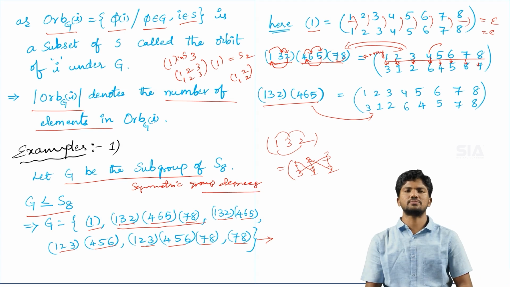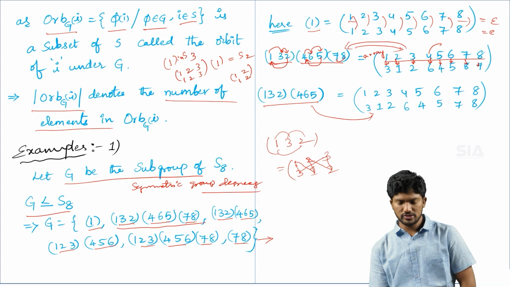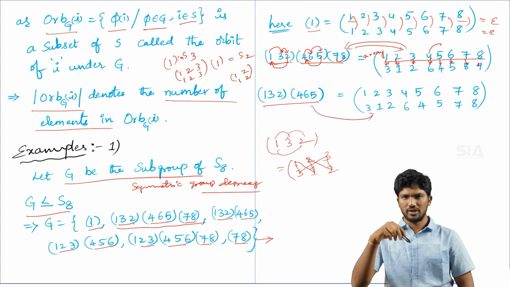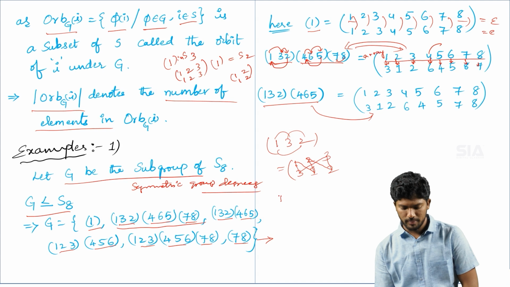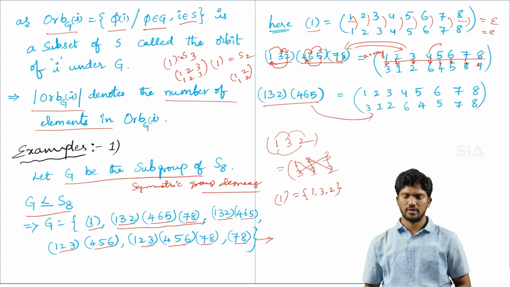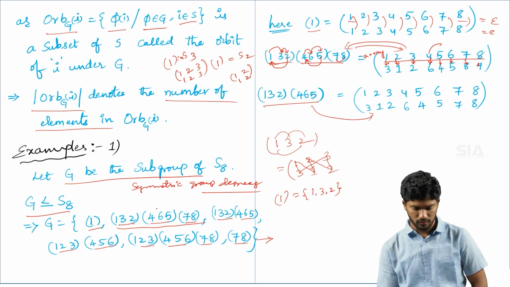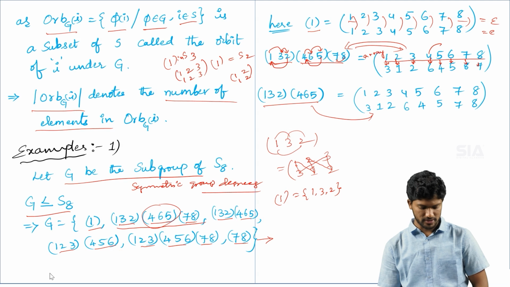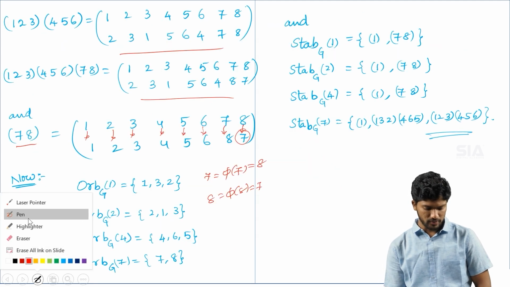There is no interruption within the cycle. The total cycle gives one orbit. So the orbit of 1, started with element 1, is equal to 1 3 2. You can write in this format. If they ask the orbit of 5, you can write 4 5 6 or 5 4 6, whatever it may be. So in this format you can write the orbit of 1.